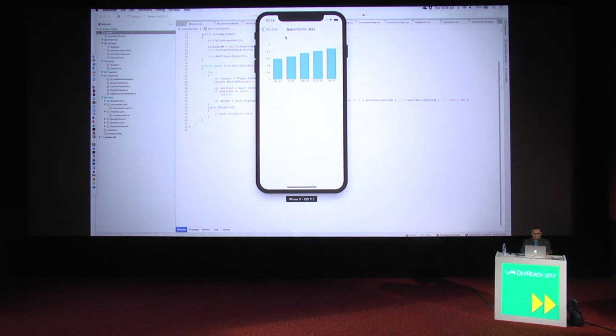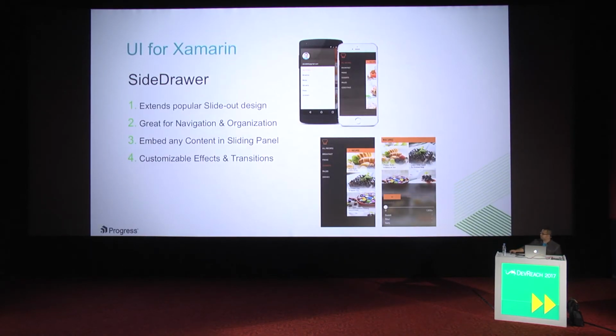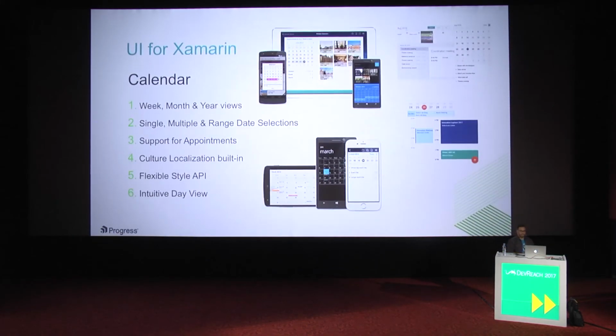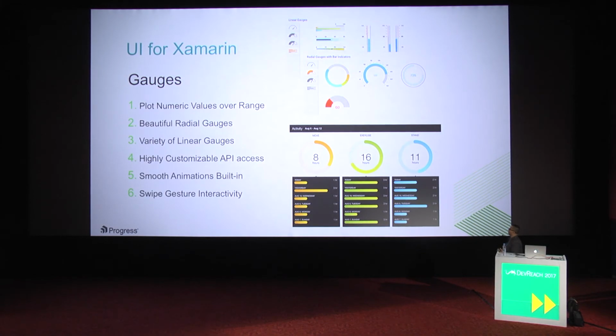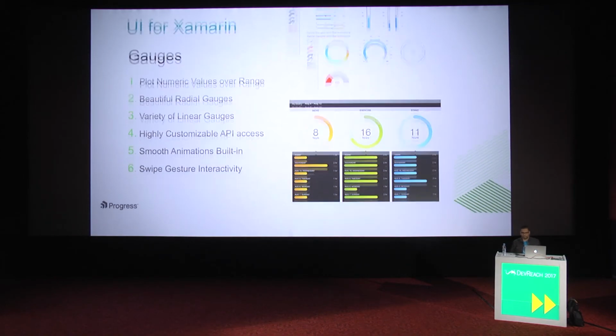So that's just the side drawer. Let's go back. So again, nice way of tucking away your content, and you can have different types of effects and transitions. Calendar, every user needs to see things on their calendar. We can give you a nice calendar to integrate with your app, and looks the same as your modern calendar. And then these are gauges, linear gauges, radial gauges, which are, again, really difficult to create by hand. You can customize the heck out of them, be it colors, be it however you want to render. We'll give you all of that.